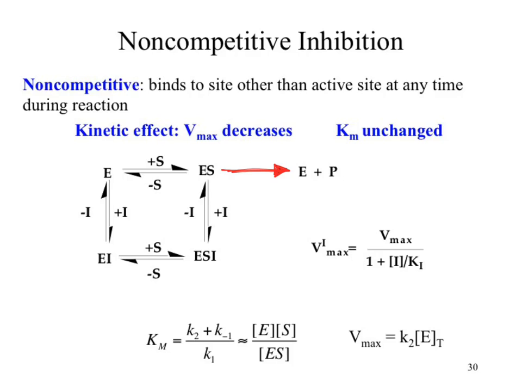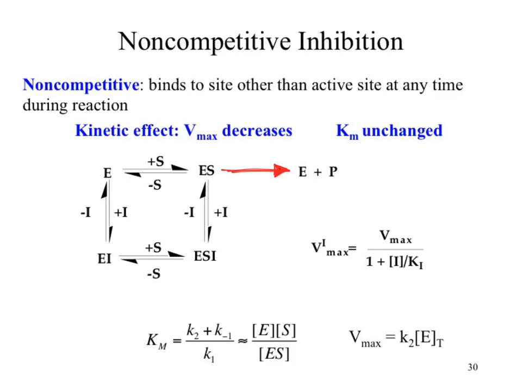Okay. Why would Vmax be changed? This is the only place I can form product. When the inhibitor binds to the enzyme, can I go from enzyme inhibitor to product? What happened to the effective concentration of the enzyme? It went down, which then means that the rate is going to be down. Okay? Because I have less enzyme present, the rate will necessarily drop.